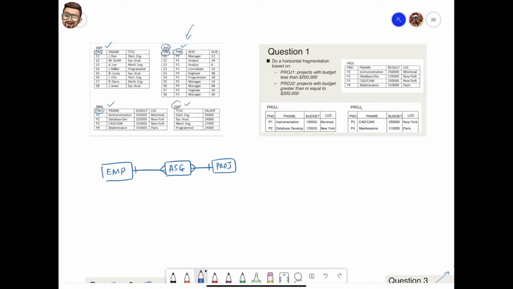Then we have table pay over here. Take a look, we have title and title over here. So this is the PK and this is the FK. So now employee is attached to pay.